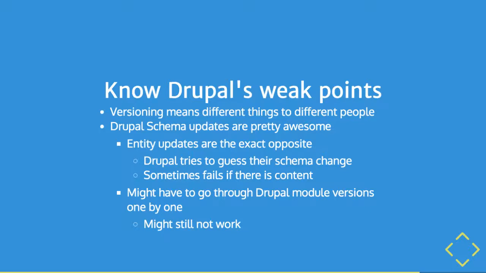And just understand some of Drupal's weak points and where that comes from. Like I said before, versioning means different things to different people. An example of this, sorry, I'm going to go off on a bit of a tangent. Part of this comes down to thinking about semantic versioning. So we have a major version, a minor version, and then a patch.